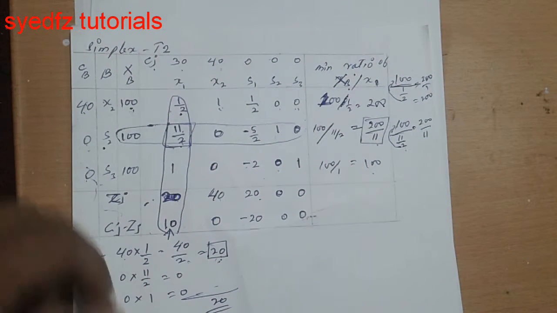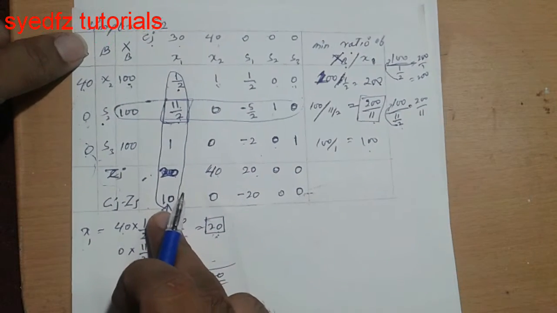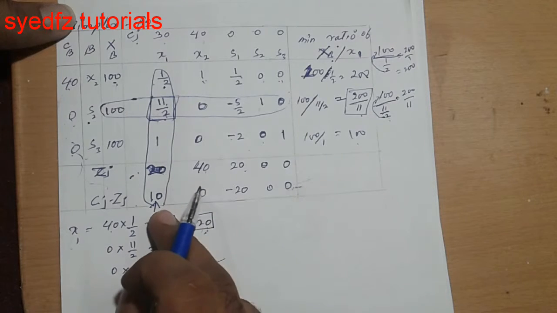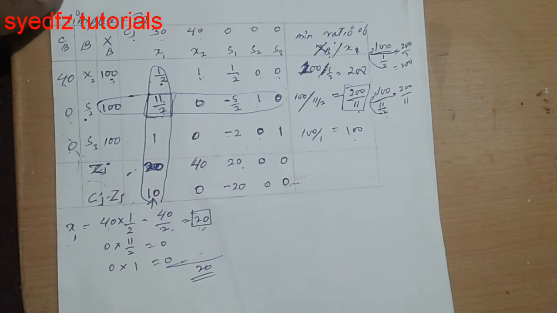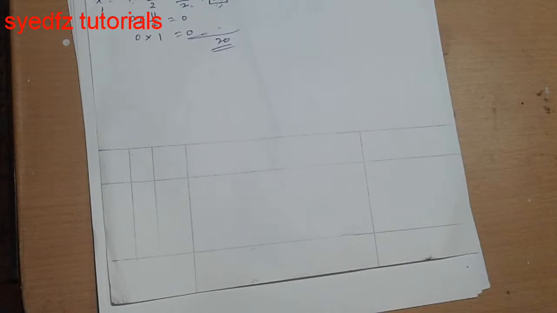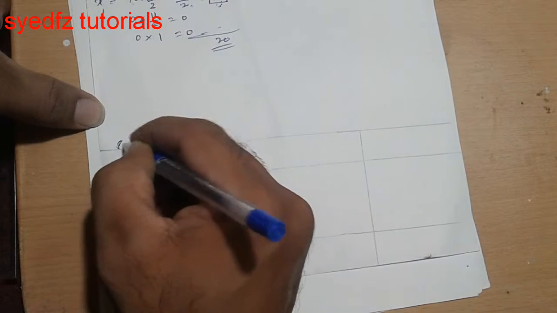So what we have to do, one more positive value means we have to convert this one to negative. We have to create one more simplex table. Let's draw one more simplex table. Okay, I have drawn one simplex table here. It's simplex table three.